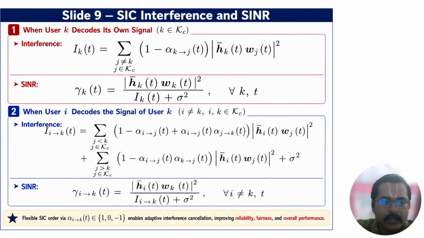So this decoding order enables adaptive interference cancellation, and improves reliability, fairness, and overall performance. So this is one of the contributions by the authors in this paper. You can read this in detail by taking more examples.